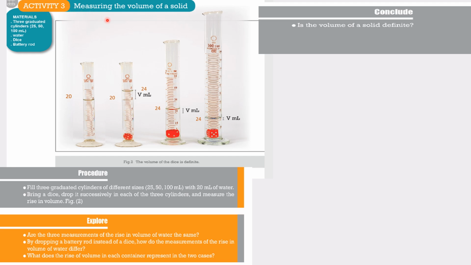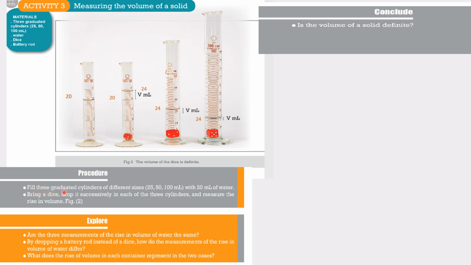Activity 3, measuring the volume of a solid. The materials used here are 3 graduated cylinders with different volume, 25, 50 and 100 ml, water, dice and battery rod. Here we have three cylinders with different volume. The total volume here is 25, 50 and in the last one it's 100.